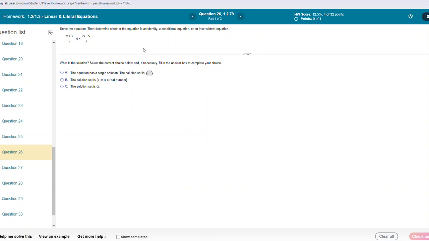Do I have to find any restrictions for this one? No, why not? Yep, very good. Because there's no variable in the denominator. All right, good. Okay, let's see. Let's try and do one more possibly.